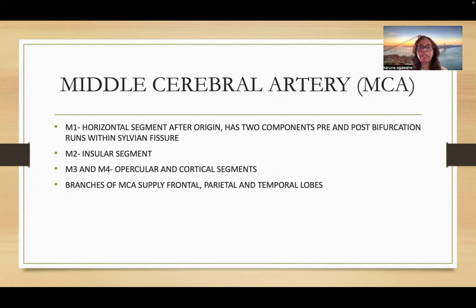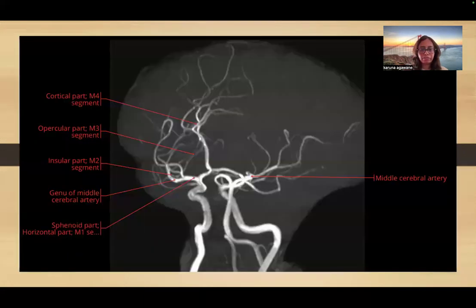Then the M2 segment, which is the segment coursing through the insula, and it supplies the insular lobe. Then come the M3 and M4, which are respectively known as opercular and cortical branches. These branches of the MCA supply the frontal, parietal, and temporal lateral surfaces.